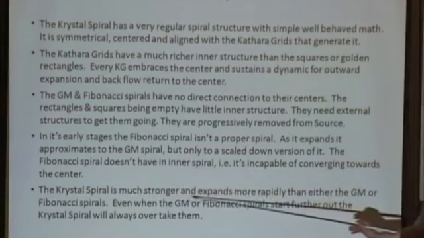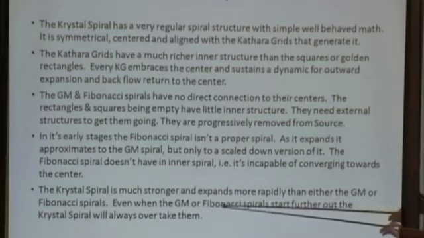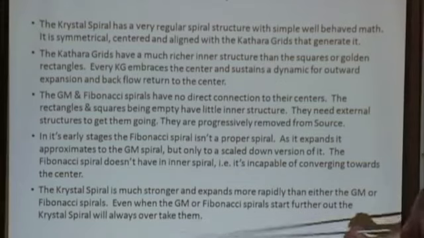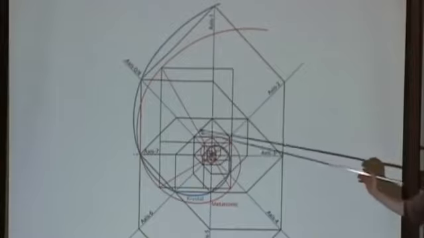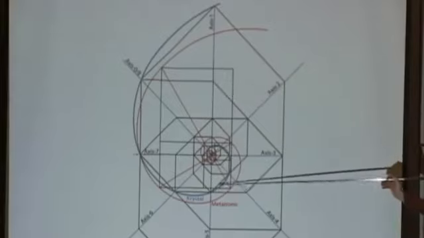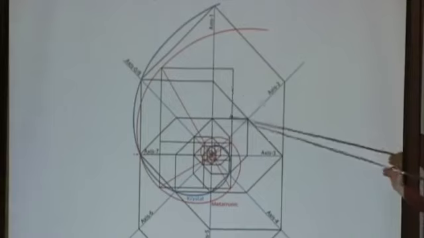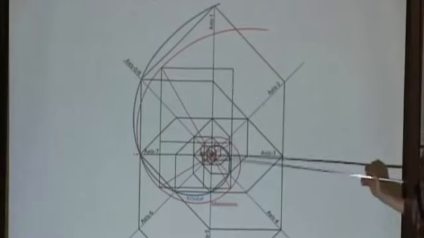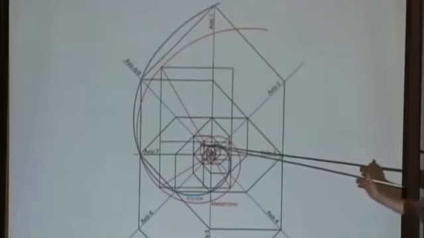The crystal spiral is much stronger. It expands more rapidly than either the golden mean or the Fibonacci spirals. Even when the golden mean or Fibonacci spirals start further out, the crystal spiral will always overtake them. We can see that on this particular diagram, which Ash has discussed in the FOL workshop. Here we have the crystal spiral and the Katara grids that underlie it. Superimposed on it, we have the Fibonacci spiral with its associated golden rectangles. Now, the Fibonacci spiral can start at a stronger point further out in cosmic structure and can expand from there.